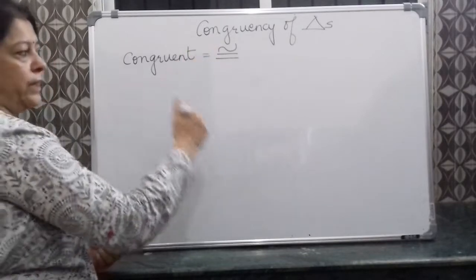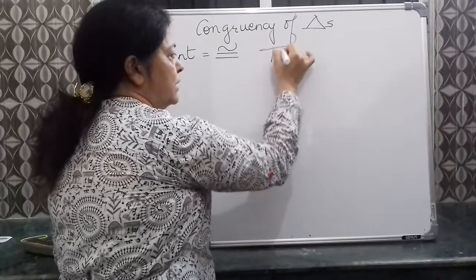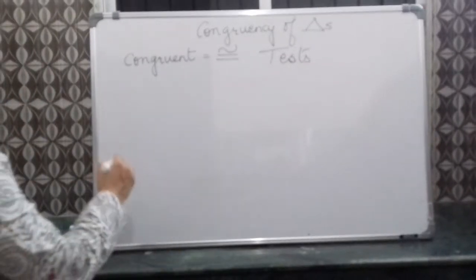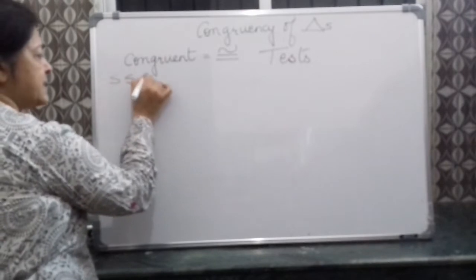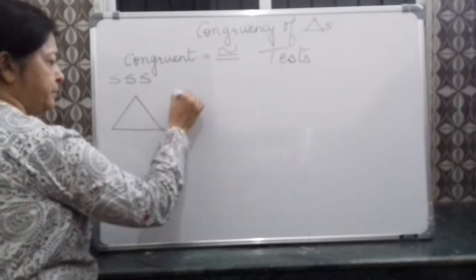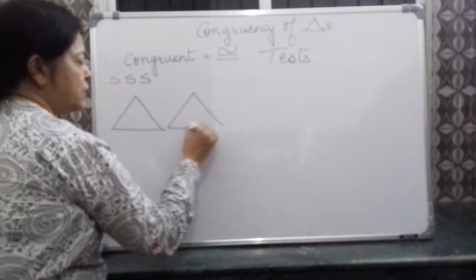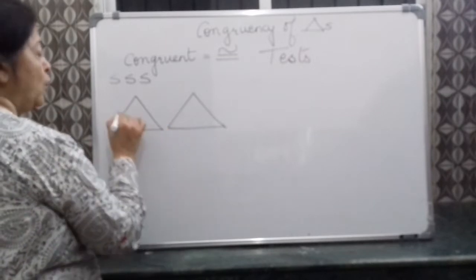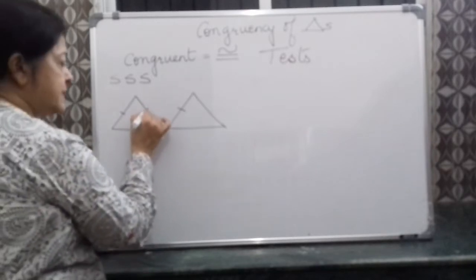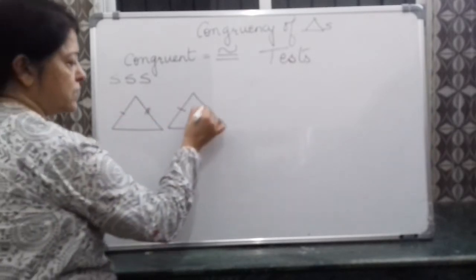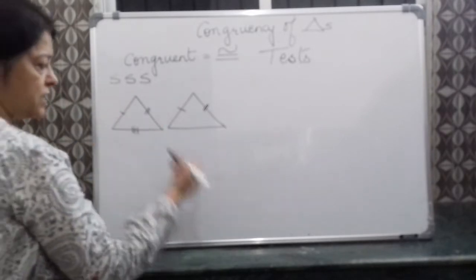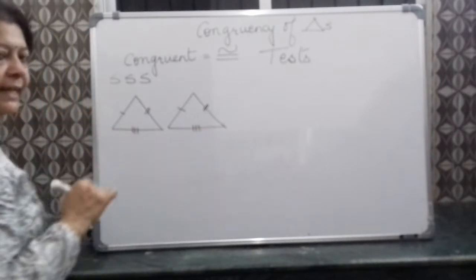Now to prove the congruency, we have to undergo some tests in the figure. Now what are these tests? The first one is the SSS test. That means we have 2 triangles and these 2 triangles have one side of one triangle equal to one side of the other triangle. The second side of one triangle is equal to the second side of the second triangle, and the third side of one triangle is equal to the third side of the second triangle.